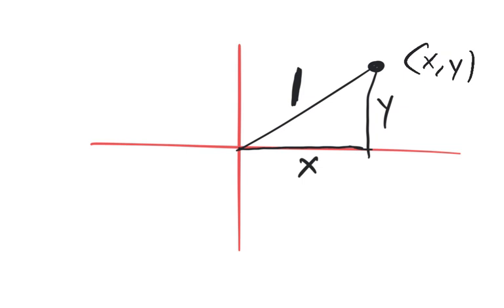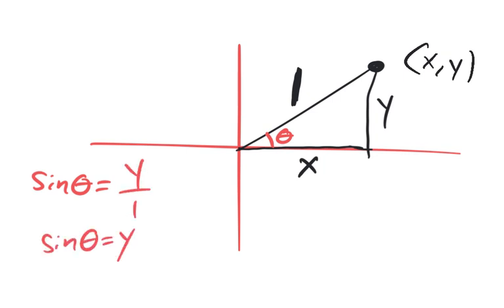So because of this, and just a quick reminder, if this is my angle theta, we could say that sine of theta would be equal to y over 1. That's where we get sine of theta is y. Cosine of theta would be adjacent over hypotenuse. So cosine of theta is x. Right? Everybody still seeing the whole picture?